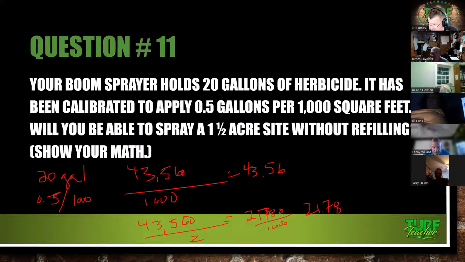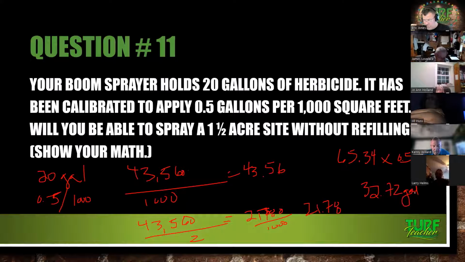Add those together, that's going to give us 65.34 times our 0.5 ounces. That gives us 32.72 gallons. So we're going to have to make 2 trips. We're going to have to do 2 tank pulls. So we're going to do one with 20, and then we'll have 12.72 to finish out the job. So no, you can't do it without refilling.